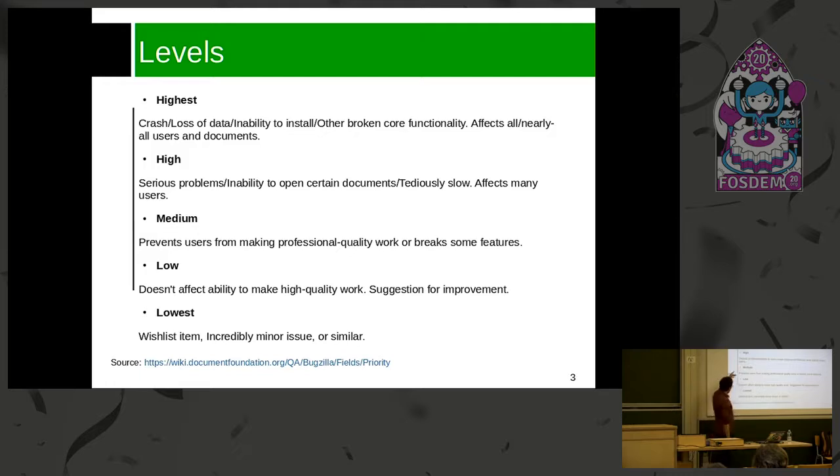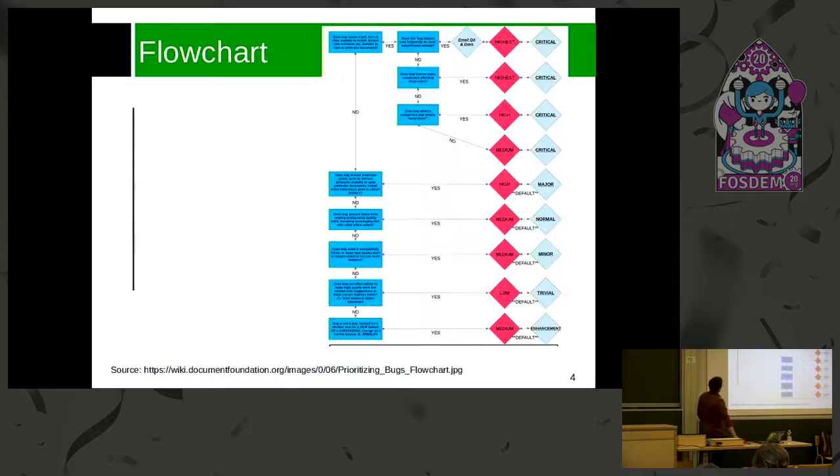And then we also have these three categories. Normally when a bug is reported, in general it just goes to medium, and in a few cases it goes to low or lowest. This is from our wiki page, and this is the usual flow when someone is triaging a bug. Normally we try to follow this.